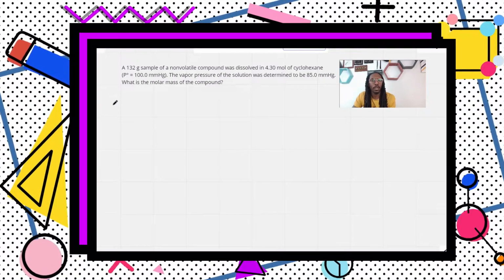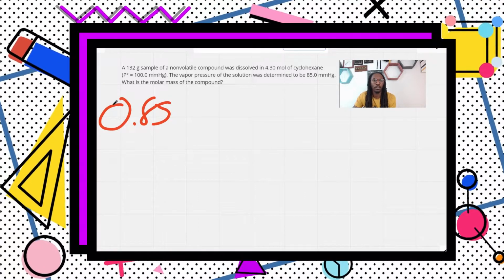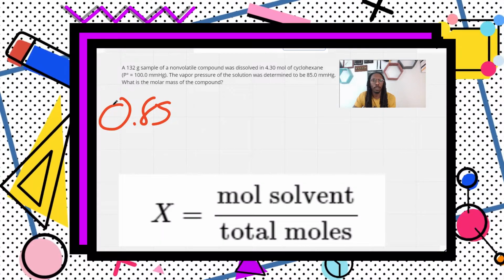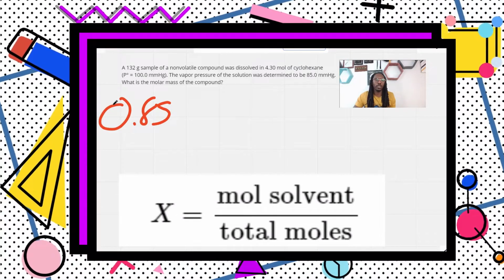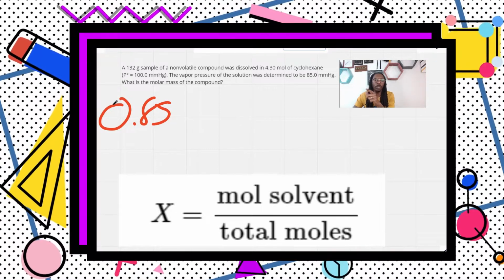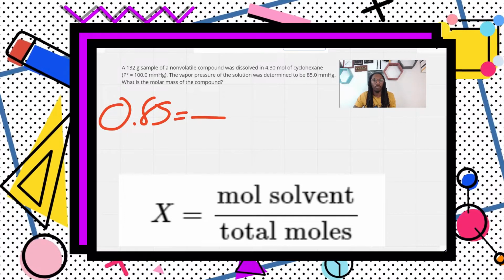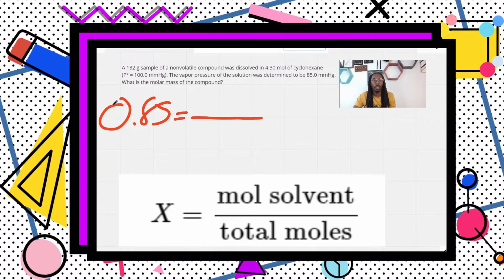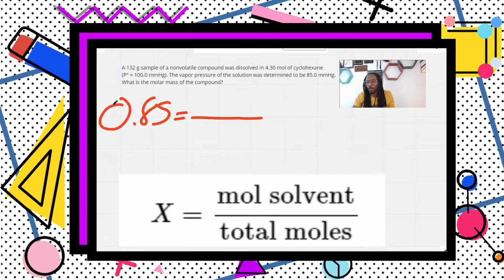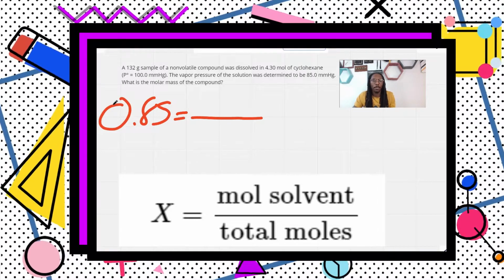Because I know all these different things, let's use our mole fraction. We just determined we have 0.85 for our mole fraction. And remember, mole fraction is this right here: whatever you want to solve for goes on top. So we're going to have the moles of solvent on top, and the total moles on the bottom. Since we already know the mole fraction, let's see how we can use this. Like I said, in chemistry, you have to know algebra.